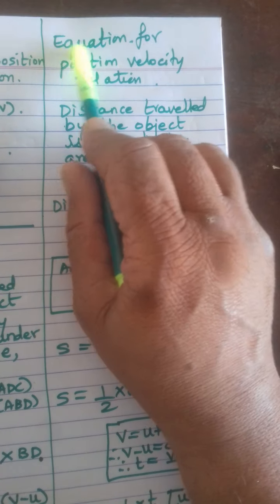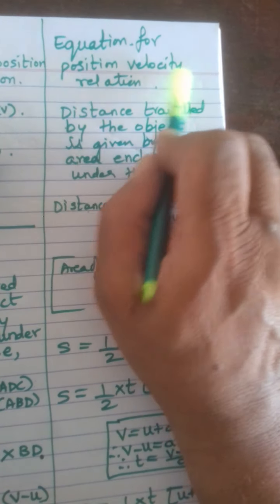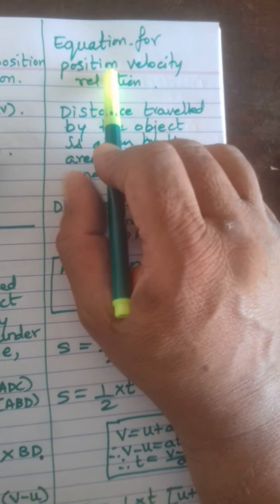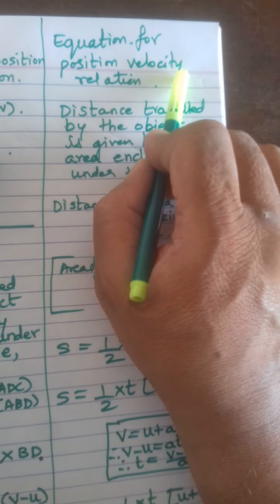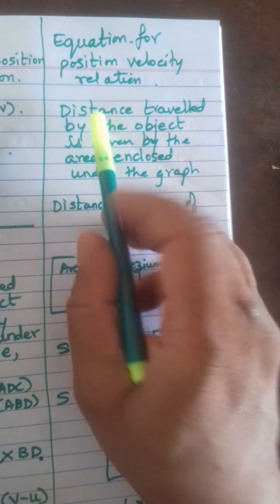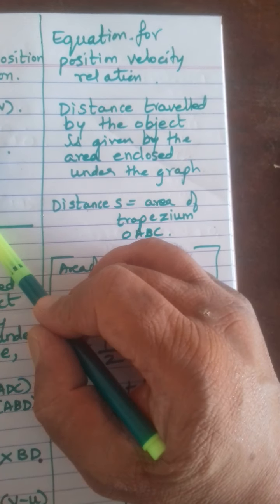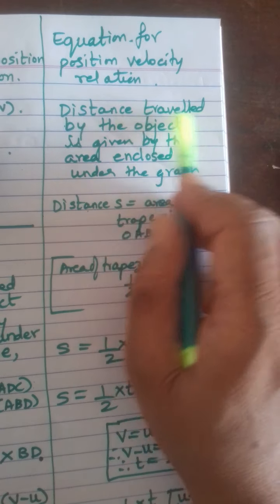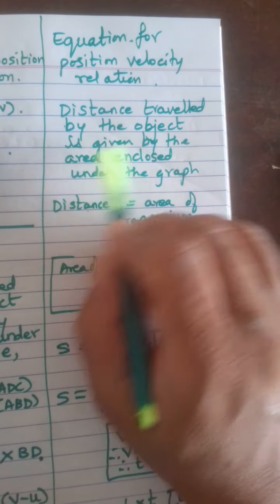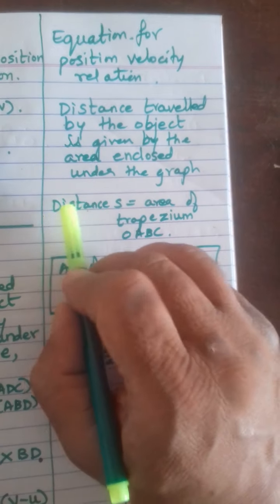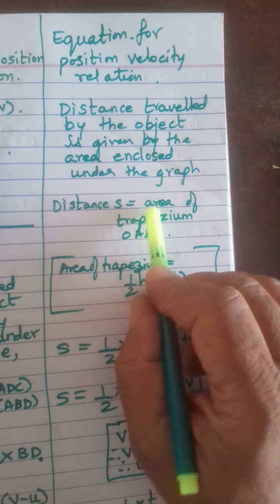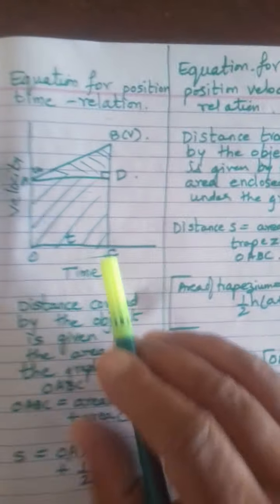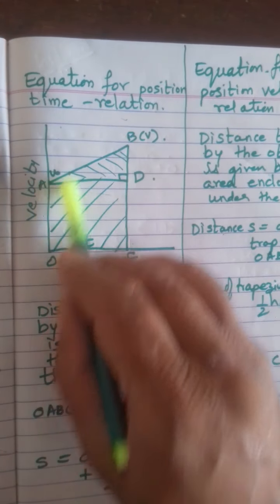Next we will see the equation for position velocity relation. Now position is the distance S and velocity is v. For the position velocity relation, from the same v-t graph, the distance traveled by the object is given by the area enclosed under the graph. So distance S is equal to the area of the trapezium OABC, that is this trapezium OABC.